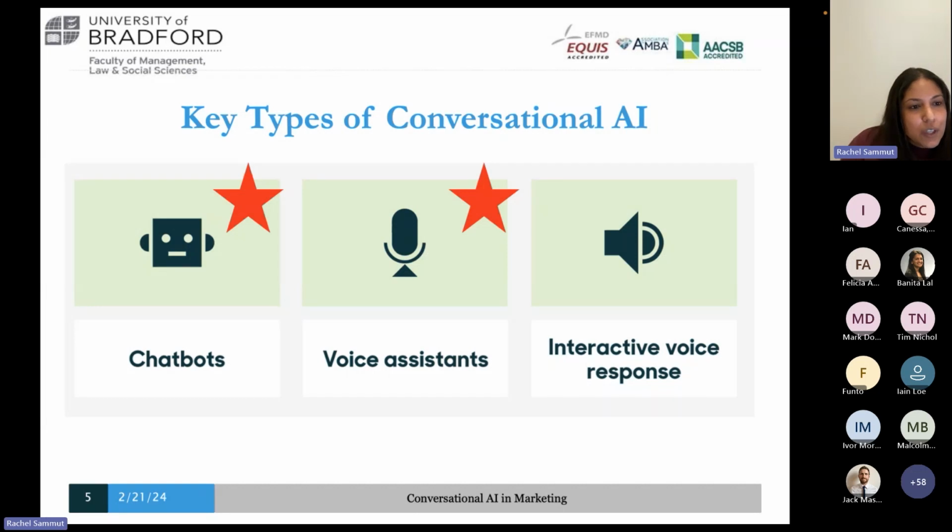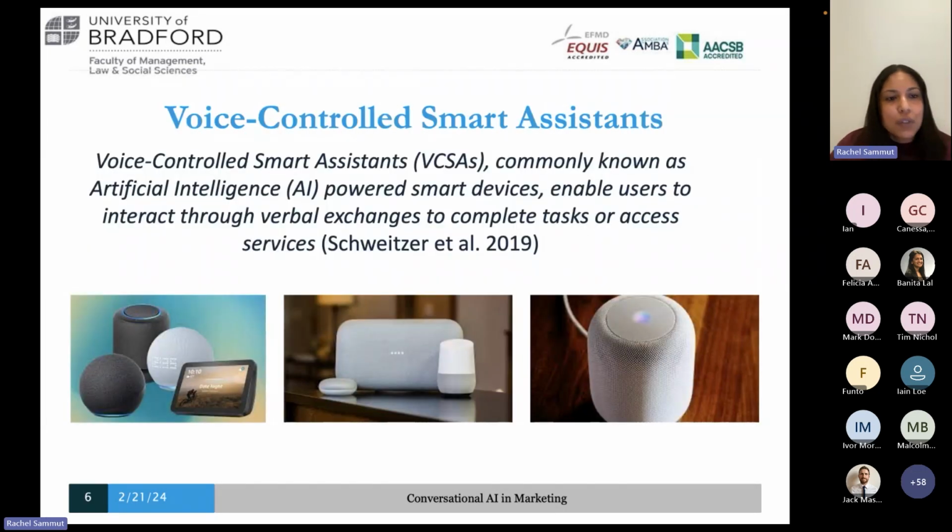So we're going to jump straight into VCSAs, and I've given you that very brief definition already. But it's worth noting that VCSAs are, of course, AI-powered software that respond to voice commands and perform various tasks that help provide assistance to customers. Now, usually we see VCSAs being used for reminders, playing music, so on and so forth. But there's a lot of scope with voice-controlled smart assistants, and we'll talk a little bit about how they're being used in marketing, but also how they have impacted consumer behavior.